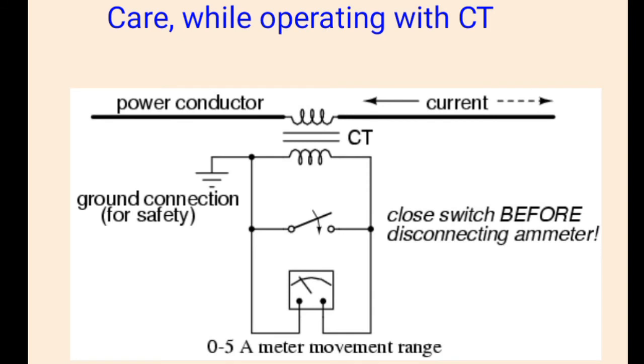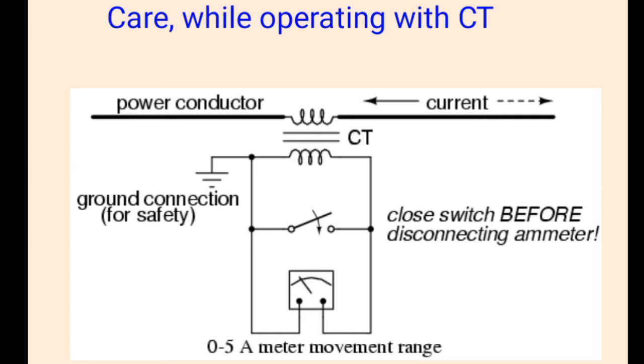How to connect and care while operating with CT. Here we can see that an ammeter is connected. A switch is connected across the ammeter. The switch should be closed before disconnecting the ammeter, because never operate a CT under open circuit. Suppose you purchase a CT, inside it is already short circuited by using a small wire. This is the care to be taken while connecting CT.